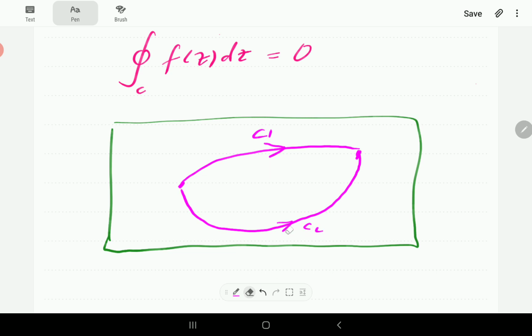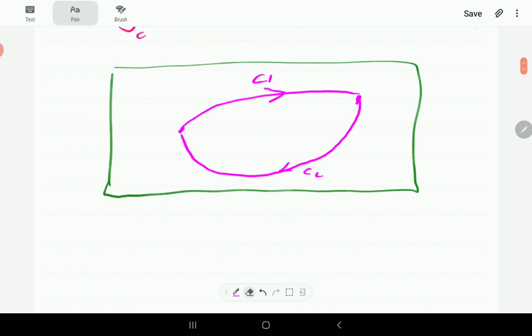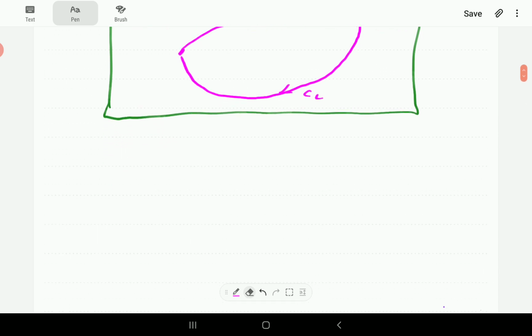Now, what this means, of course, is that if we integrate from this point to this end and then integrate along the other contour, then the two of them are going to cancel out because they're equal. But now this one is reversed, and so the consequence of that is Cauchy's integral theorem.